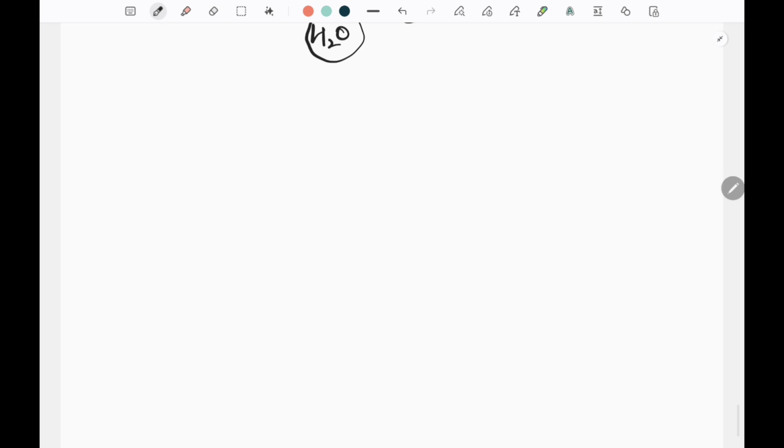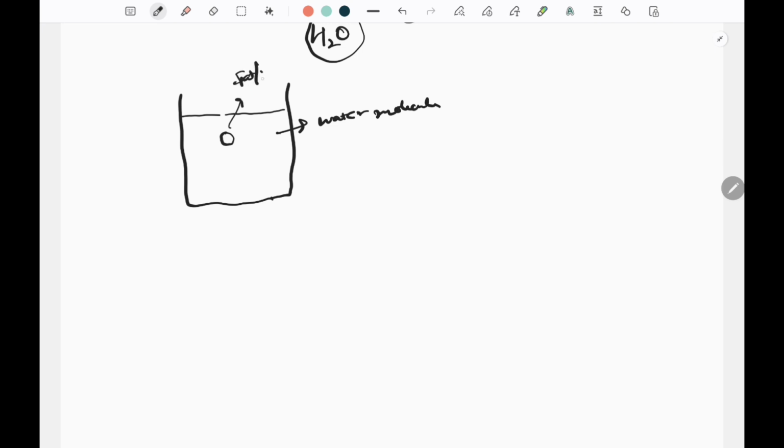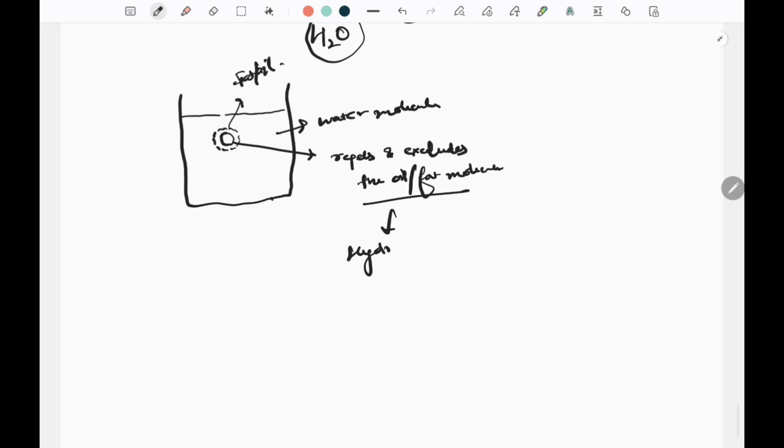So in this scenario, again I'm drawing the water. For example, this is a water molecule, right? The surrounding is water molecules and this is the lipid or the fat, or oil, whatever you want to say. So the water molecules are going to constrict themselves so that they repel and exclude the oil or the fat molecule. This type of interaction is called hydrophobic interaction.